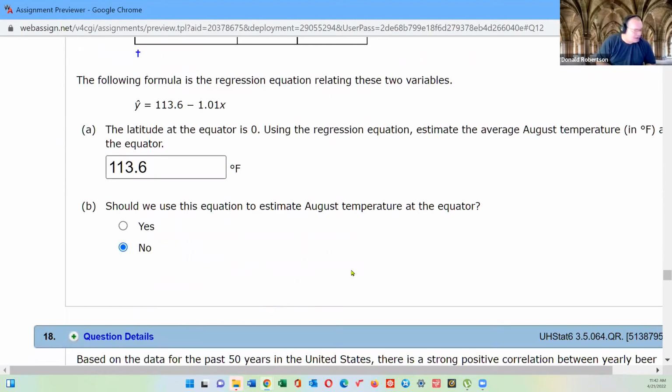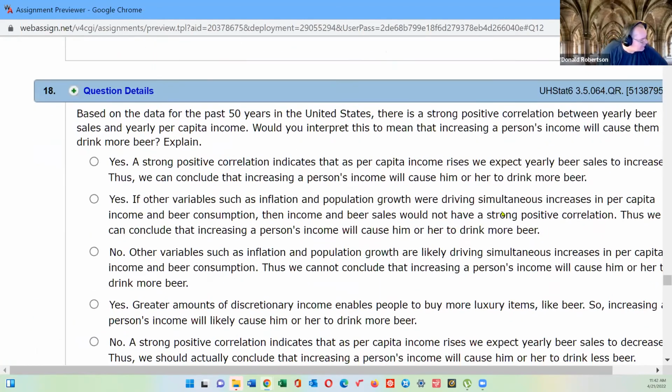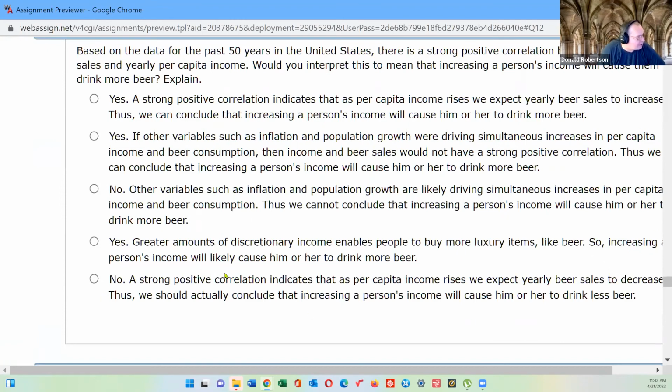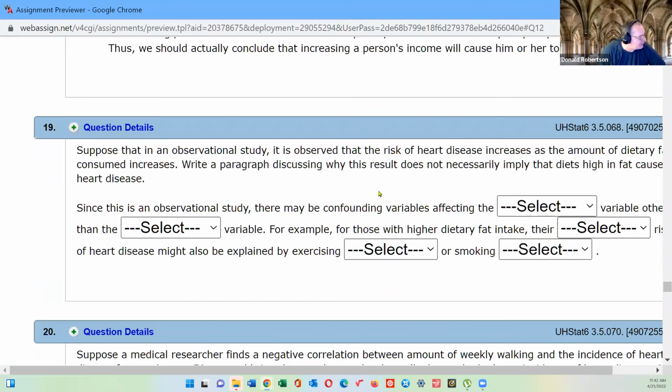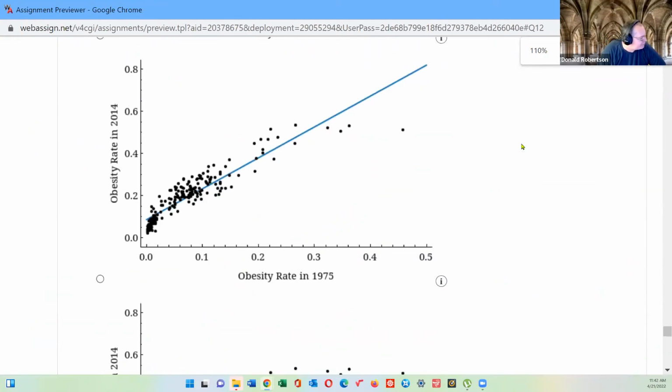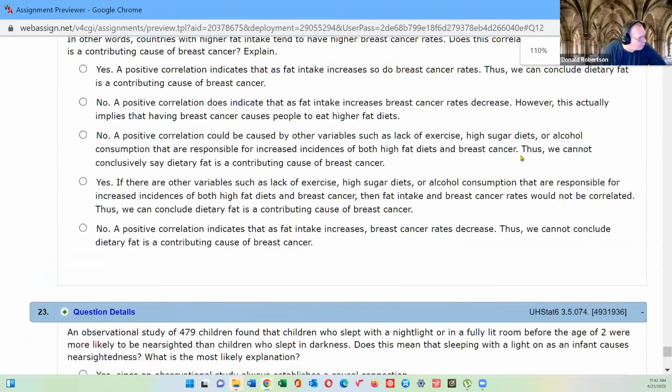If you use the argument, yes, it's outside the scope of the data, but it's reasonable to assume that the pattern is going to continue anyway, then wouldn't 113.6 be reasonable for the equator? My guess is, based on the previous question, that they're going to say no. I'll let you read that one. That's a fun one. I don't want to waste that one. Wish we could do that. Oh, we're almost finished. Here we go.